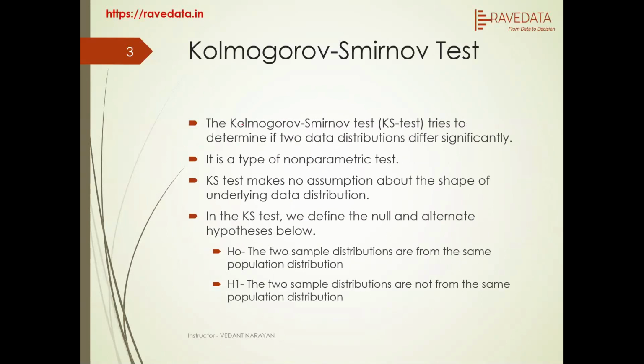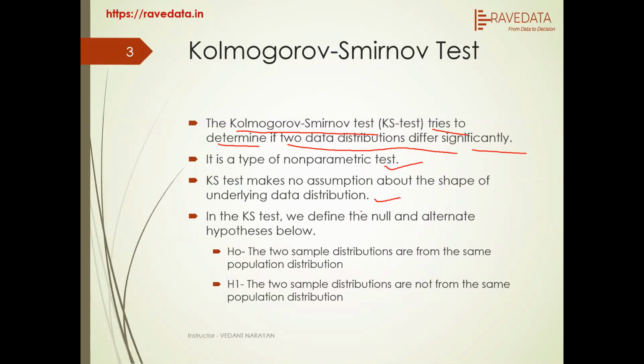The Kolmogorov-Smirnov test tries to determine if two data distributions differ significantly. So it is checking if the two data distributions are significantly different or not. And it is a type of non-parametric test. It means that it makes no assumption about the shape of the underlying data distribution. The underlying data distribution may be normal or may not be normal.